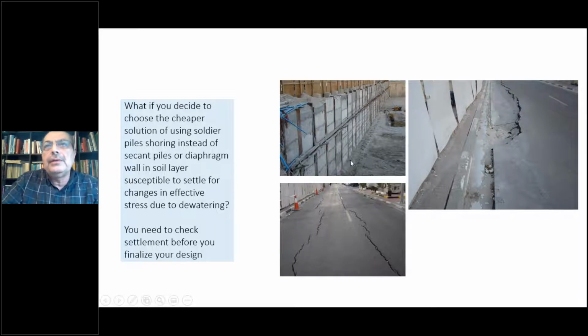What happened is the dewatering caused an increase in effective stresses around the site, because when you remove the water, the weight of the soil will turn into effective stresses, and that will cause additional settlements that were not accounted for. So the roads around the site were all cracked and settled.